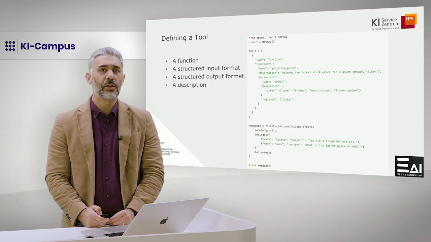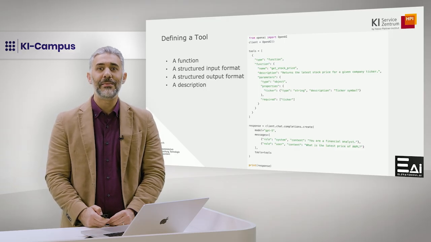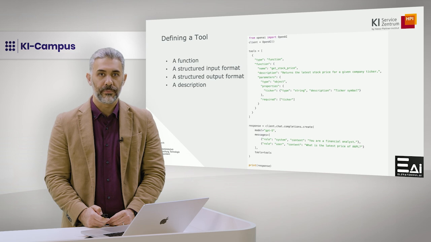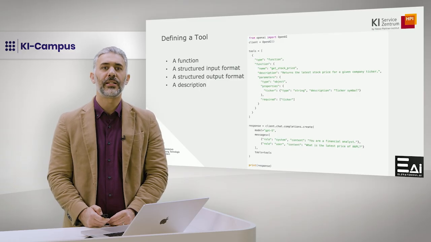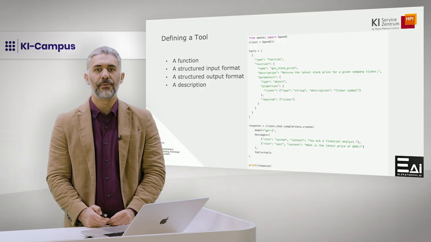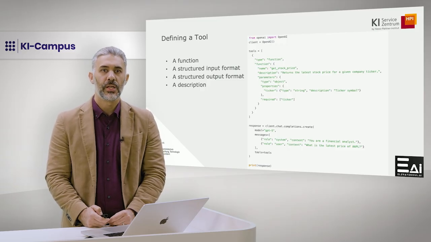To use external capabilities, the LLM needs a way to call them. And this is where the idea of a tool comes in. A tool is any external function the model can invoke to get information or take action. It could be a calculator, a search API, a database lookup, a code executor, an email sender. Anything the model can trigger when needed.